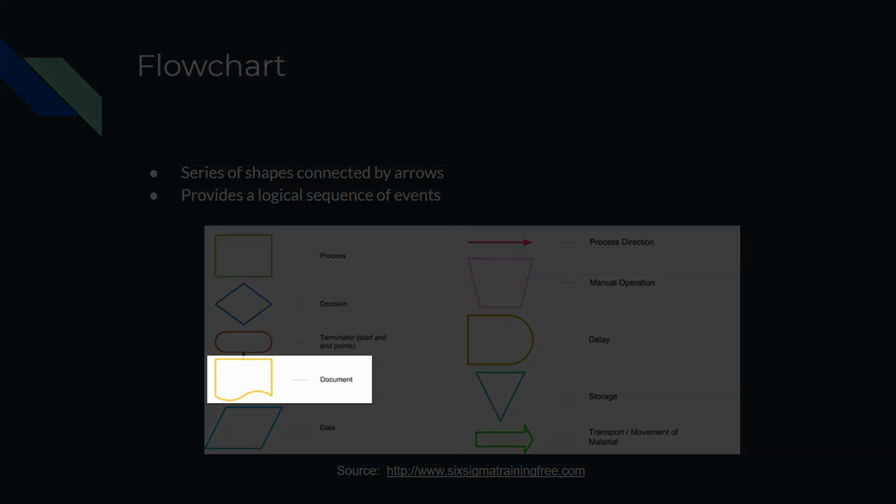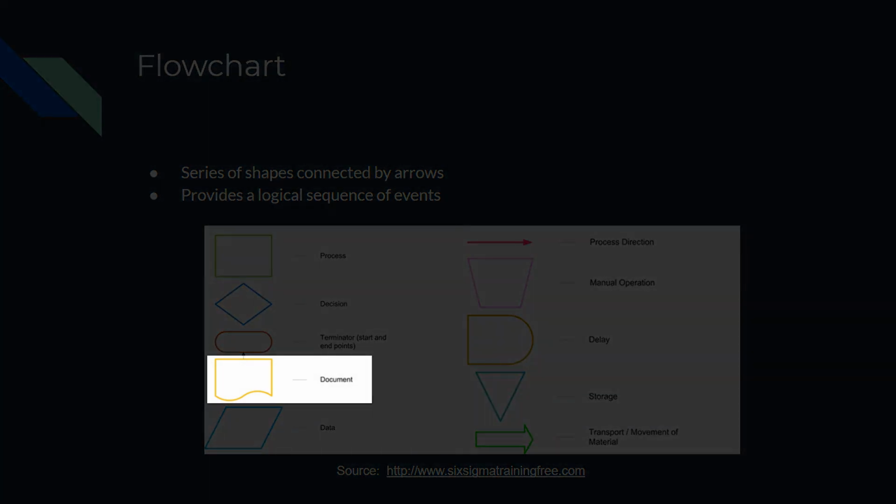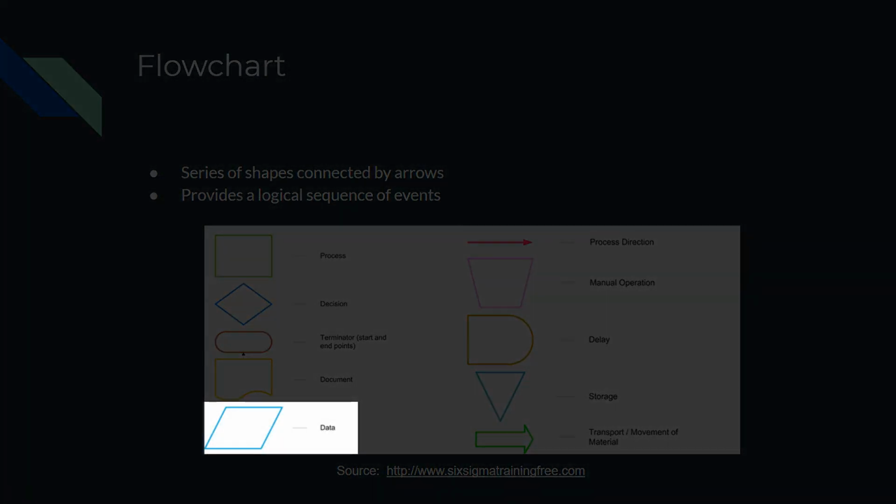The next one down, the orange one, is the document. That is if you're reading a file of some sort, then you would put that in there. The last one on the list is the data. The data is that parallelogram shape, the blue shape. It may be a little bit confusing, but really it represents input and output. So when you read input, you use this diagram.